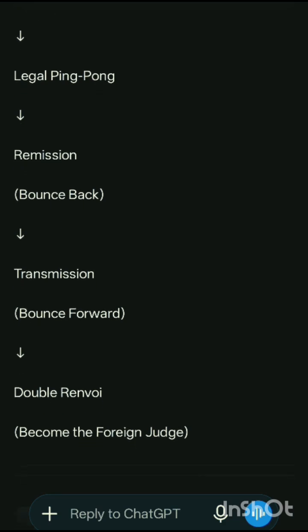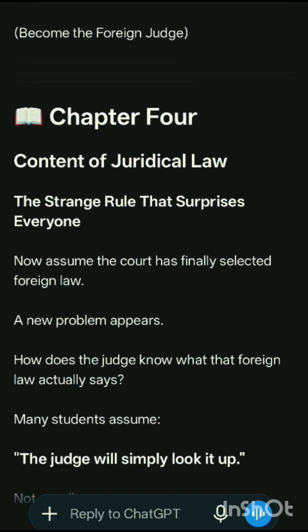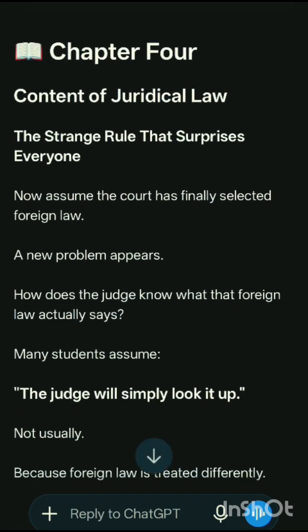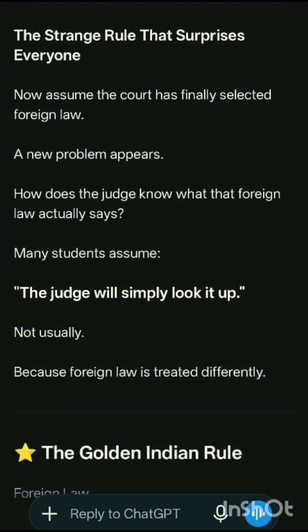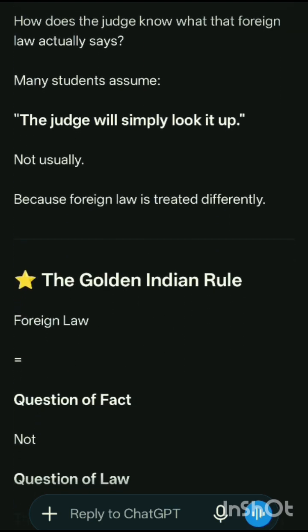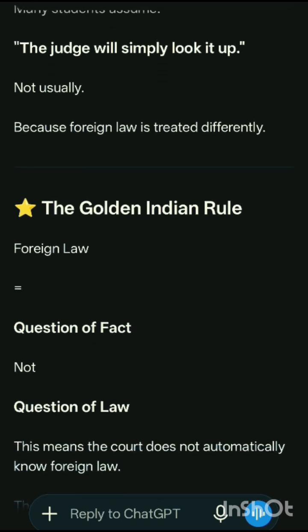Chapter 4: content of foreign law, the strange rule that surprises everyone. Now assume the court has finally selected foreign law. A new problem appears. How does the judge know what that foreign law actually says? Many students assume the judge will simply look it up.